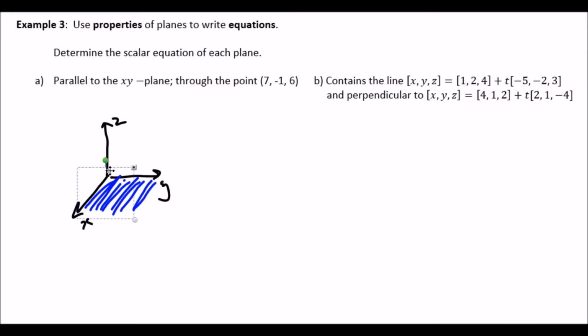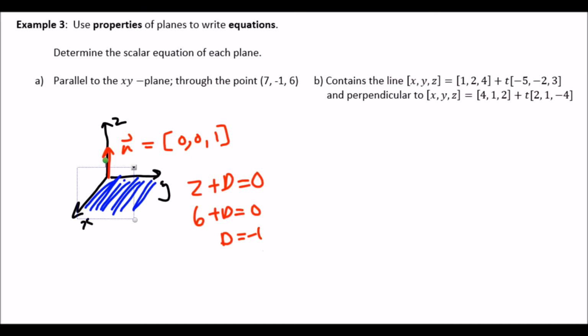Very nice, Mr. Wills. So what does that mean? That means that is a normal. My normal must be basically just a vector on the z-axis. So my normal can be anything with a vector on the z-axis. I'm going to go with the easiest one, 0, 0, 1. There we go. So I've got my equation. That means I've got z plus d is equal to 0. Plug in my point. The only point I have here is my z, which is 6. So 6 plus d is equal to 0. D is equal to negative 6. So my equation will be z minus 6 equals 0. And that is parallel to the xy plane.